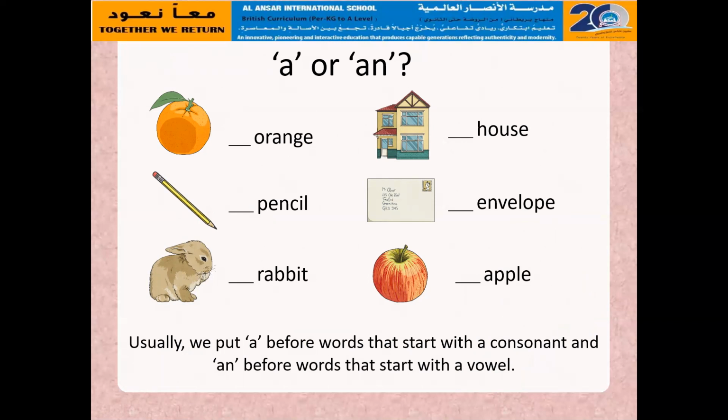Our first word is orange. What do you think we will use? Orange begins with a vowel. Well done. We will use an orange. House. Does it begin with a vowel or a consonant? Excellent. It begins with a consonant, so we will use a. Now let's complete the rest of the activity. A pencil, an envelope, a rabbit, an apple.